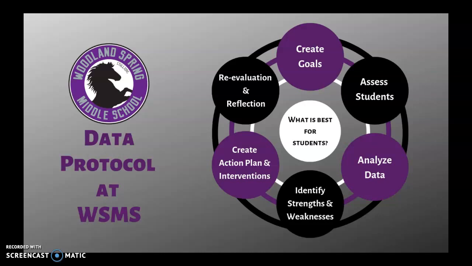But for my data protocol and the order we would do things in the chart that I created, first we would create goals so that we could then know what we're assessing, so that we can assess our students. Then after assessing, we can take that data that we collect and analyze it. Then we can identify the strengths and weaknesses, to then create that action plan and intervention. And then we can see how that worked. We can reevaluate it and reflect on how effective it was before we move on to creating new goals. All of this is surrounding our essential question of what is best for our students and our school vision.